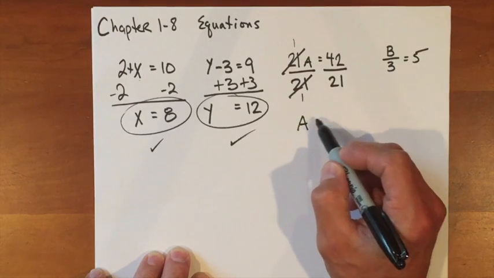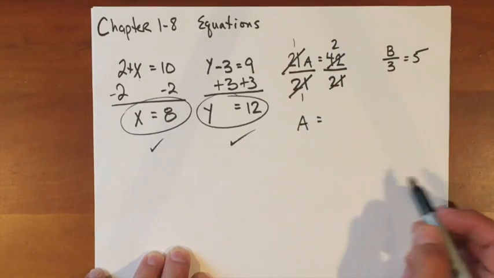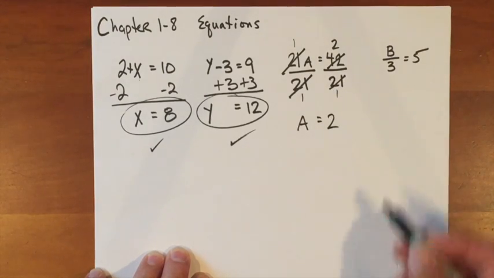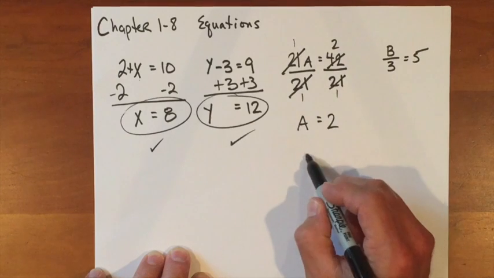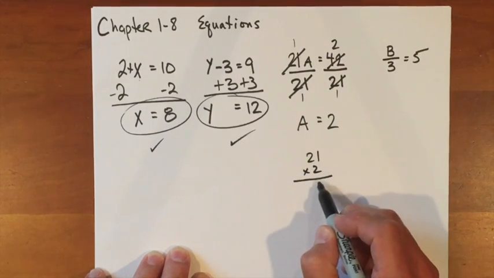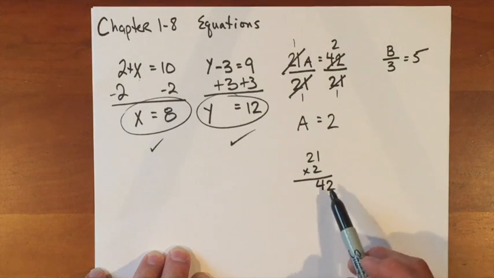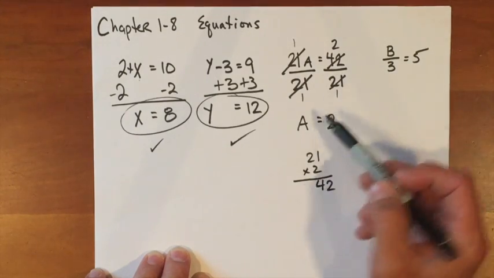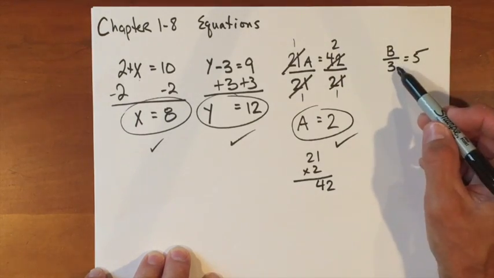So I'll write A, I'll write equals, and 21 goes into 42. In this case, it goes in nice and neatly twice. So A is 2. And once again, the check, 21 times 2. If you're not good with your mental math, here it is. Well, mine's a little bit off center, but you get the idea that 21 times 2 is 42 like it's supposed to. So check.